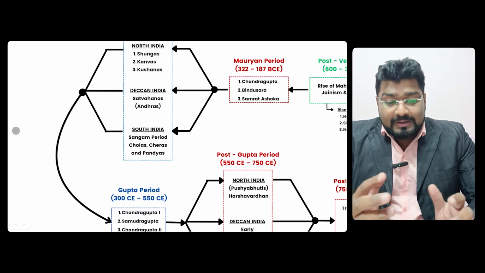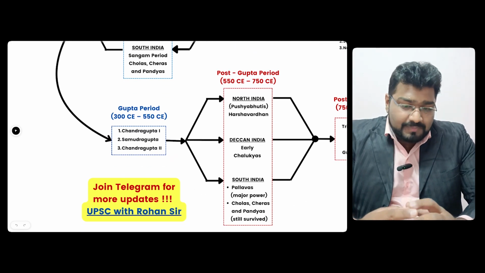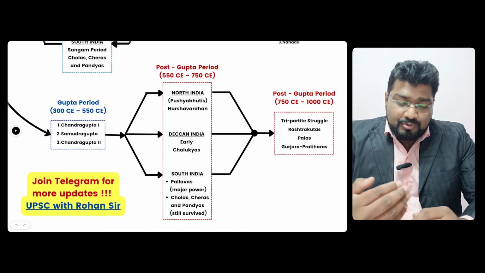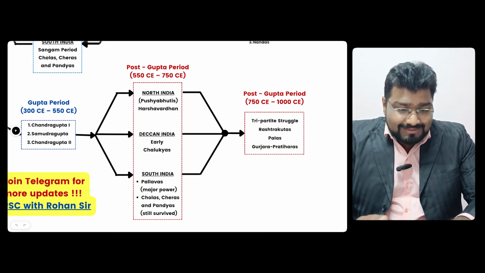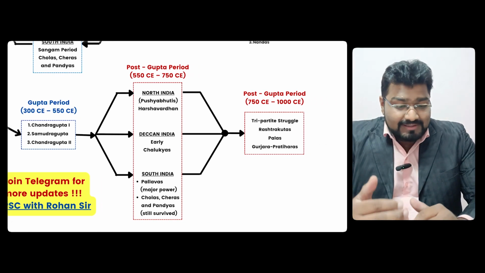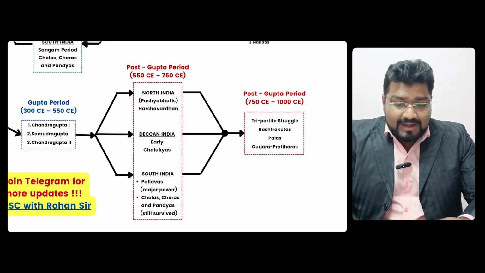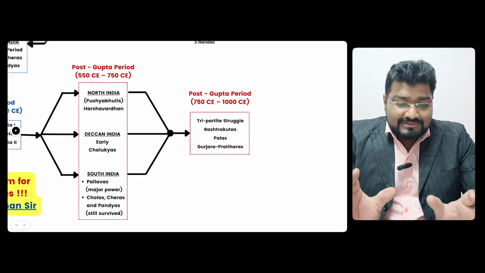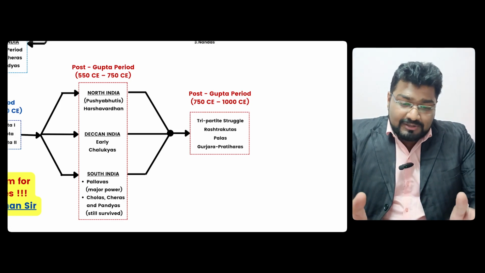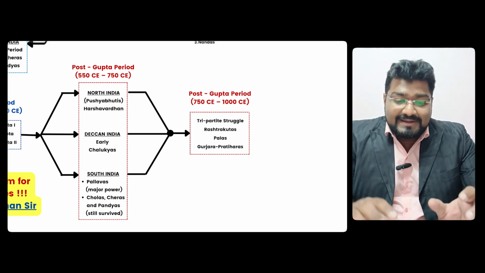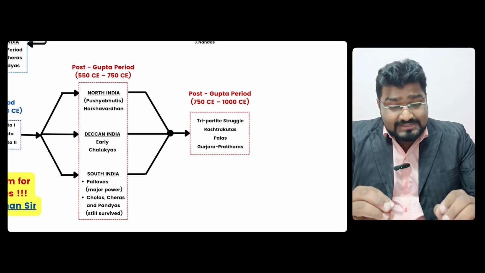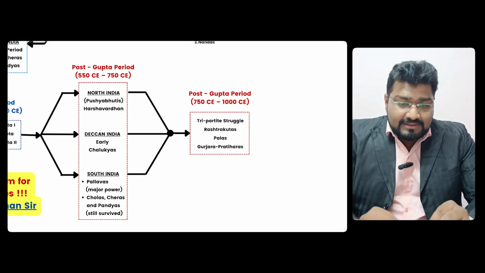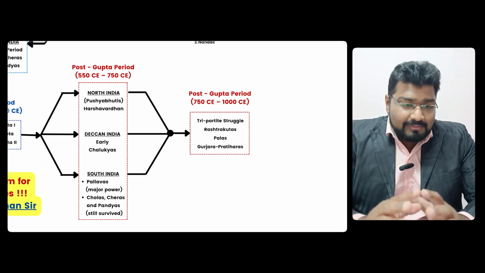Then in the post-Mauryan period, we will see what happened in North India, Deccan India, and then South India. After that, the Gupta period, with the three important kings of the Gupta period. Then in the post-Gupta period, we will walk through the North Indian phase, the Deccan India, and the powers in southern India. And then the post-Gupta period, particularly from 750 to 1000 Common Era, where we will see the tripartite struggle among the Rashtrakutas, Palas, and Gurjara Pratiharas. Now, let us see all these things in a detailed manner.